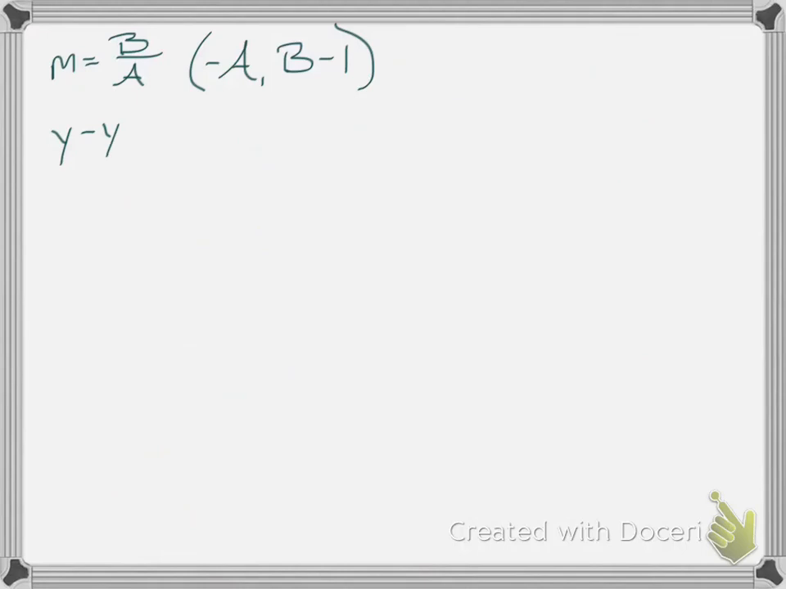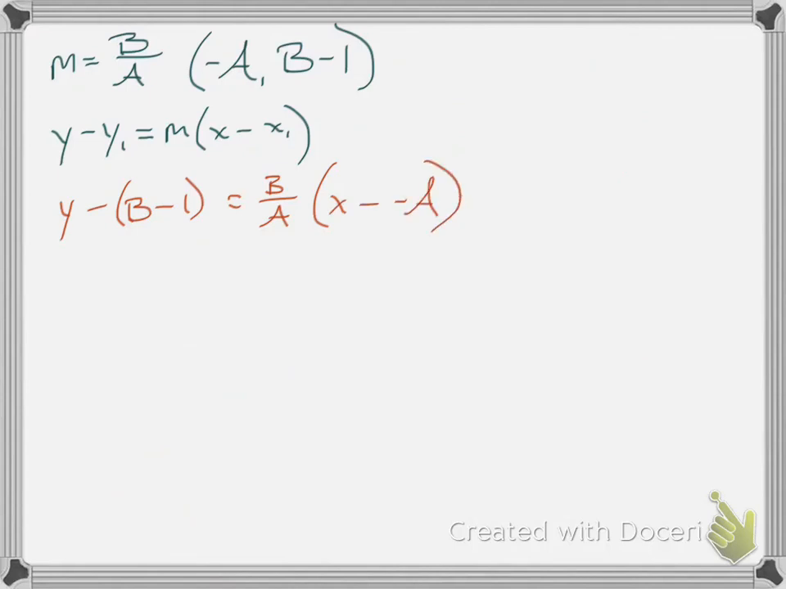So if I do point-slope form, I don't plug anything in for y or x, but I plug the y in for the y1, so that's going to be b minus 1. Make sure you put it in parentheses. B over a for the slope, and then the x value, which is negative a, for x1. Well, because that's minus a negative, I'm going to change that to a plus.